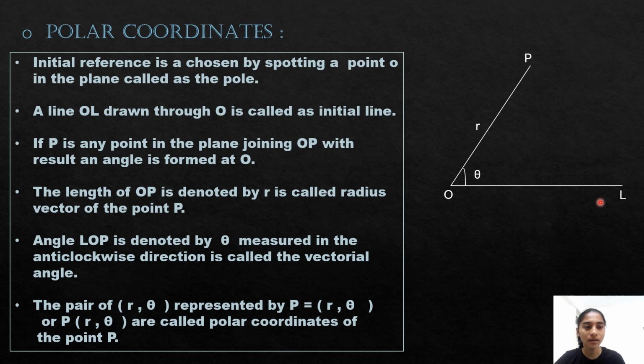The angle LOP, denoted by theta and measured in the anti-clockwise direction, is called the vectorial angle. The pair r, theta, represented by P equals (r, theta), or P in brackets r, theta, are called the polar coordinates of the point P.